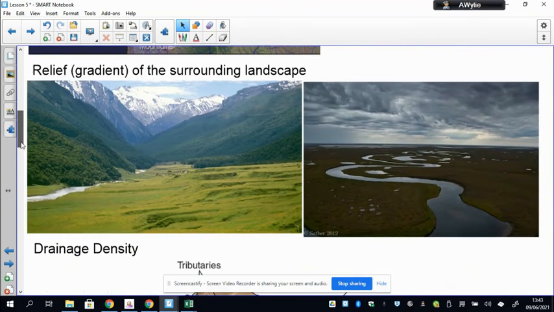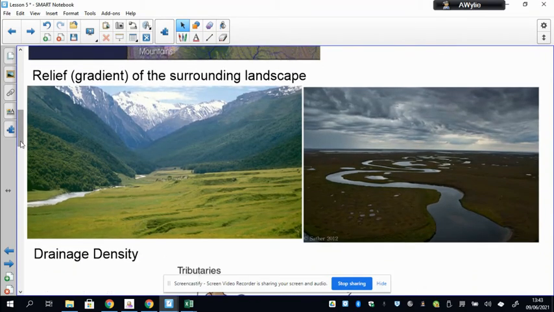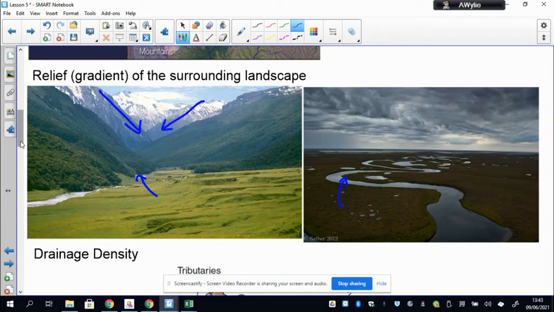Okay, let's have a look at another idea, the relief of the landscape. And here we're really talking about the gradient. So in this photograph, we have two rivers. There's a river here, and there's our river in this photo. Because the landscape is very steep, water will travel down that steep gradient very fast and therefore arrive at the river quite quickly.